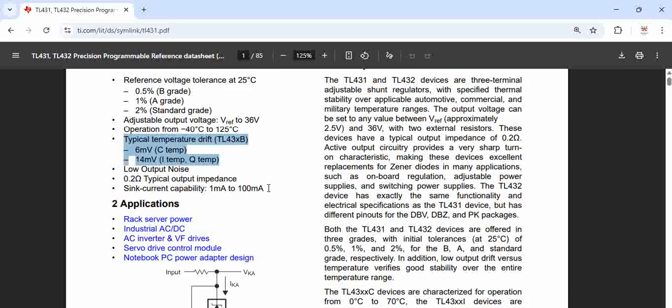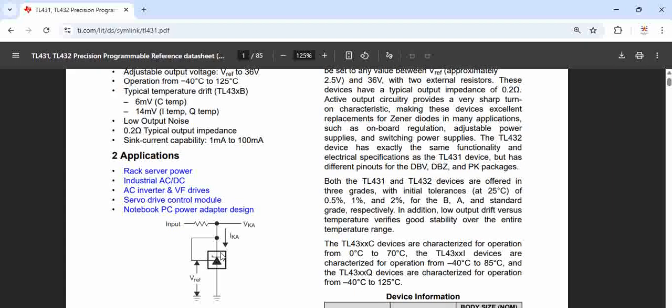And then the sink current capability. Okay, so the device can sink starting from 1 milliamp up to 100 milliamps. So what do we mean by sink here is you can see in the diagram here. So the cathode current that is flowing through this TL431 is the sink current.